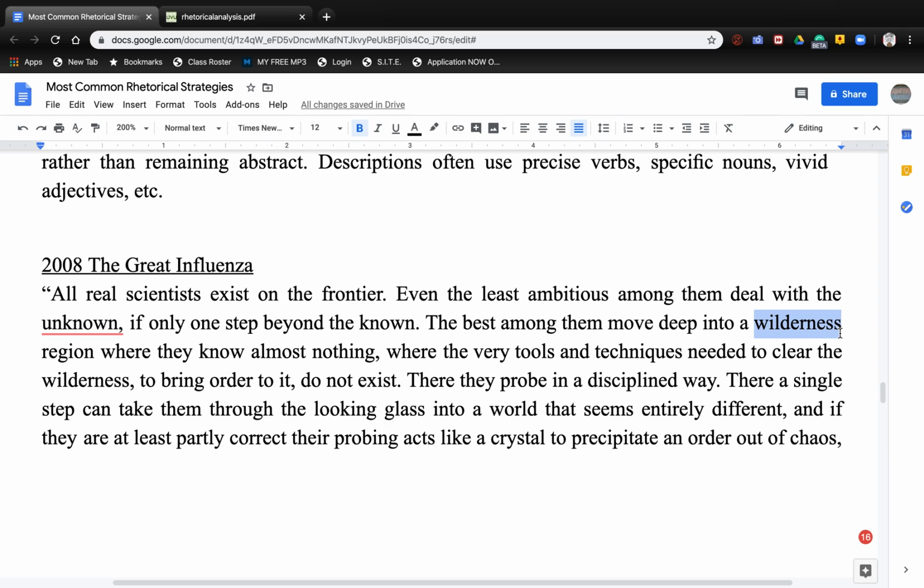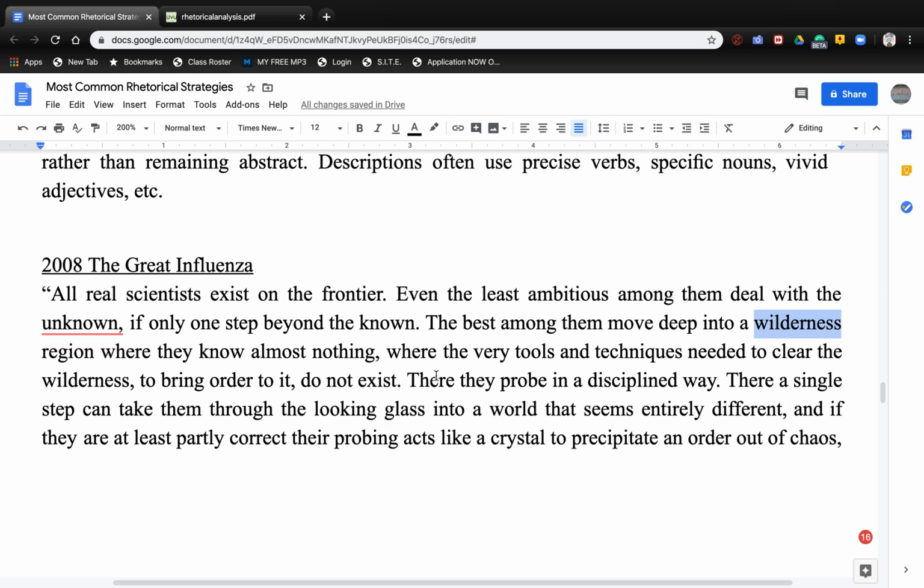Now, here you could say that he is creating a metaphor between what we don't know in terms of science and the wilderness, right? And he does it again when he says that every step takes us further into the wilderness, right? He's comparing the idea of trying to find a solution in a scientific way, or rather comparing the scientific method, to exploring the wild or exploring the unknown.